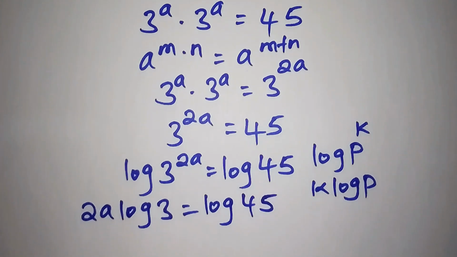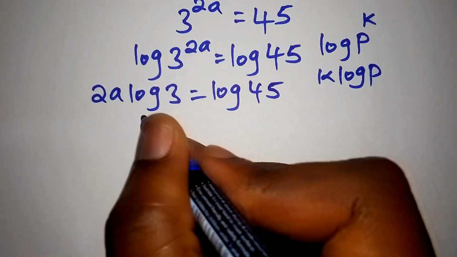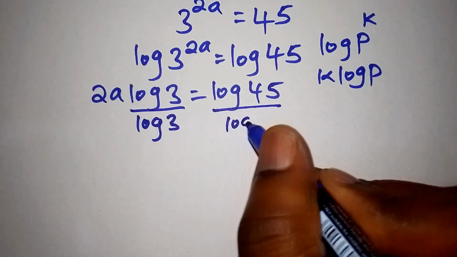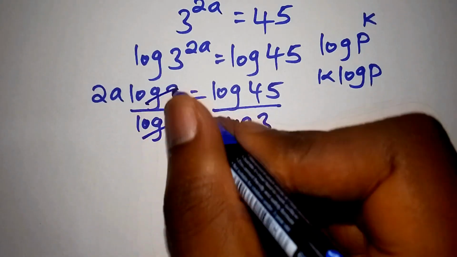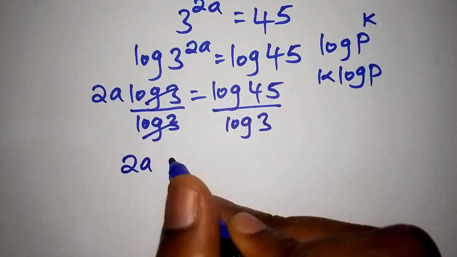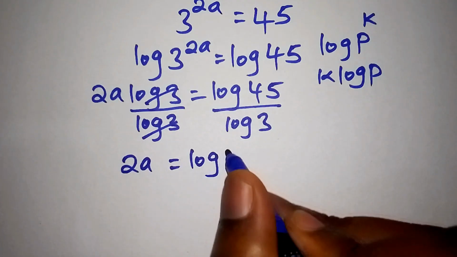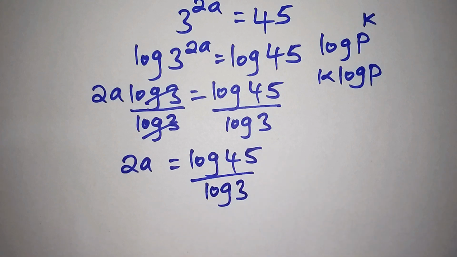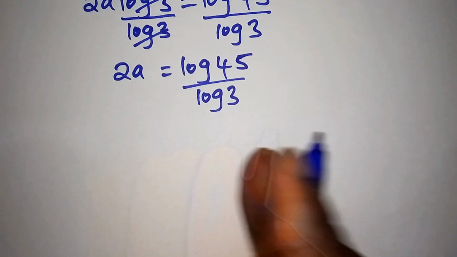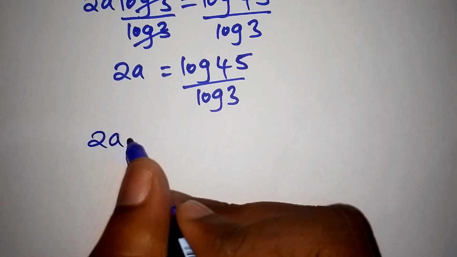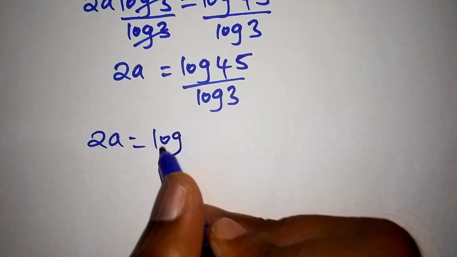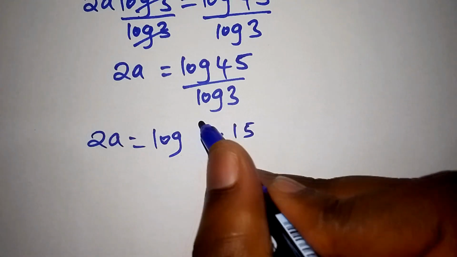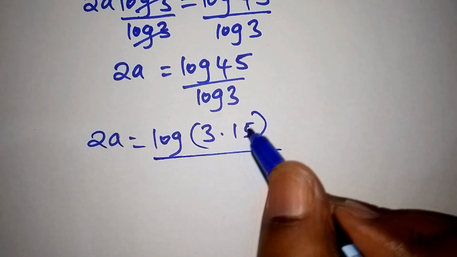So now we shall divide both sides by the log of 3. So that is divide by the log of 3, then also divide by the log of 3. So log 3 and log 3 cancels, so 2a is equals to the log of 45, then all over the log of 3. So simplifying that maths problem, so now we shall say that 2a is equals to, so the log of 45 can be written as the log of 3 multiplied by 15, then into bracket all over the log of 3.